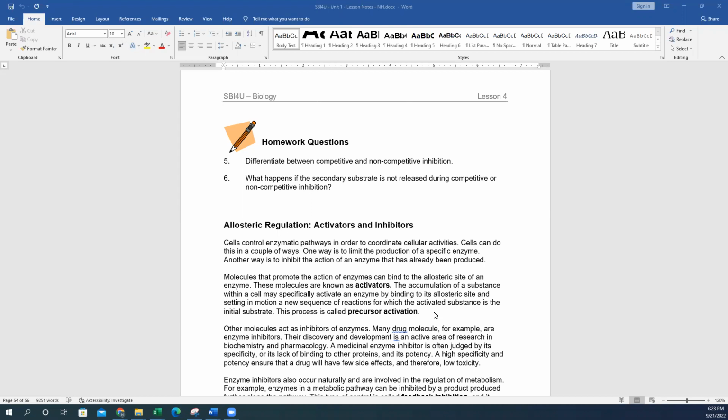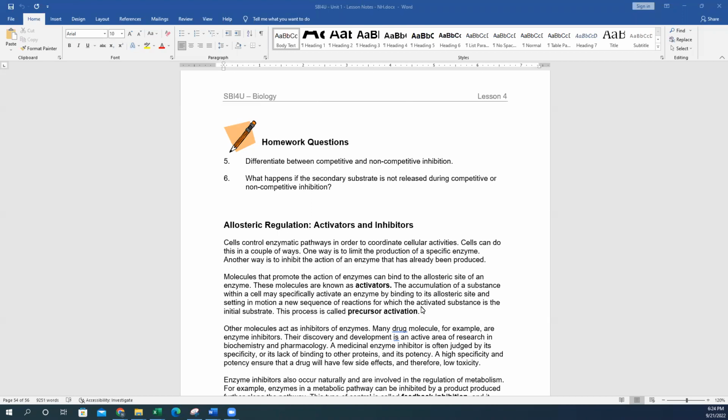So if you don't produce as much enzyme, not as much of that reaction that is catalyzed by that enzyme can take place. Another way they do this is to inhibit the action of the enzyme that has already been produced. So if there's already enzyme produced, another way of doing it is to inhibit it through the use of these inhibitor molecules. And molecules that cause an increase and promote the activity of an enzyme and do so by binding to the allosteric site of the enzymes, those are known as activator molecules.